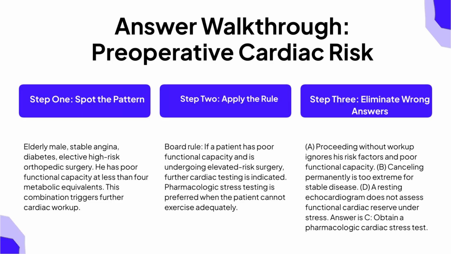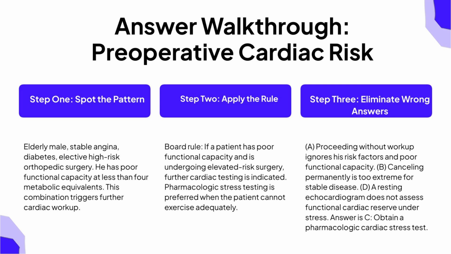Let us walk through this answer step by step. Step 1. Spot the pattern. We have an elderly male with stable angina, diabetes, and he is going for elective high-risk orthopedic surgery. His functional capacity is poor because he can only walk 2 blocks before developing chest discomfort. That puts him at less than 4 metabolic equivalents.